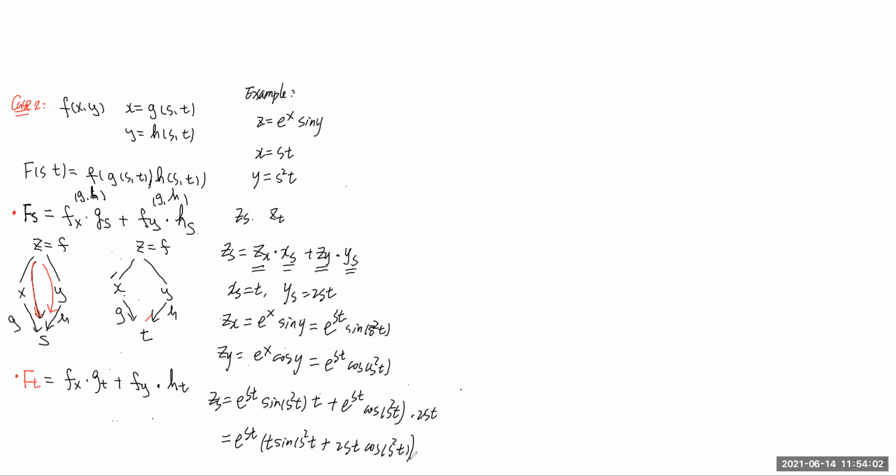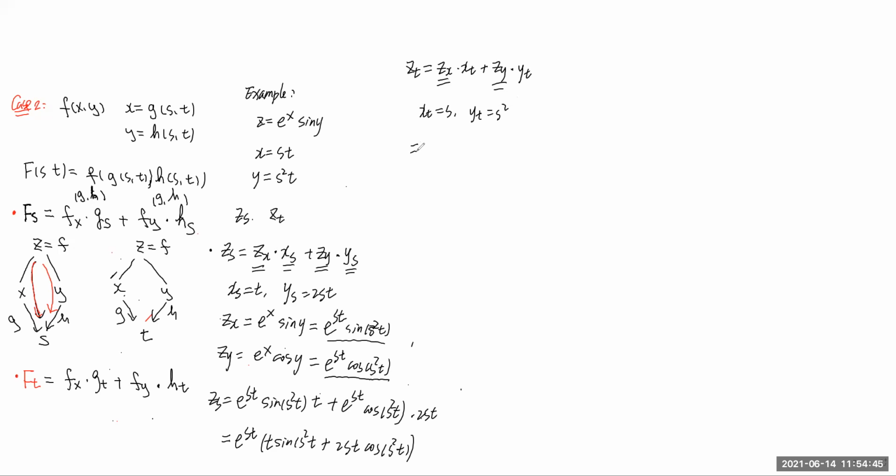So by the same method, you can compute z_t. z_t is the same method: z_x x_t plus z_y y_t. But we already computed this part in the first one, right? When you are doing a problem, don't compute it twice. You can first compute z_x and z_y. You don't have to compute it again, but we have to compute x_t. x_t is s, y_t is s squared.